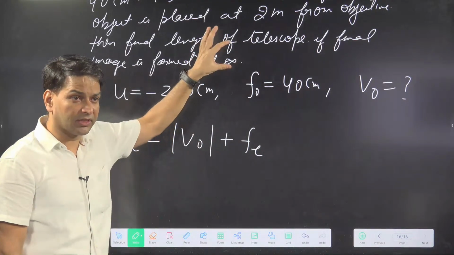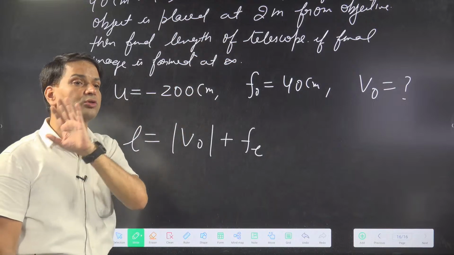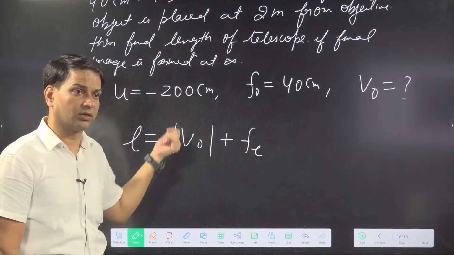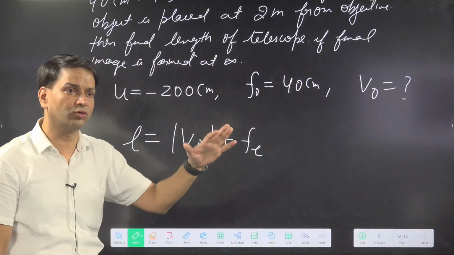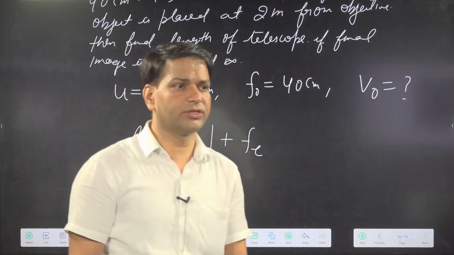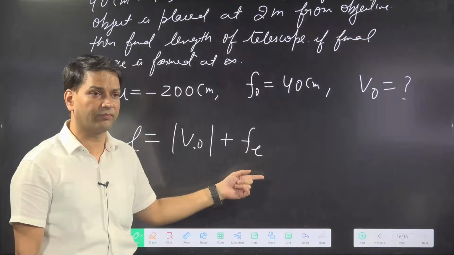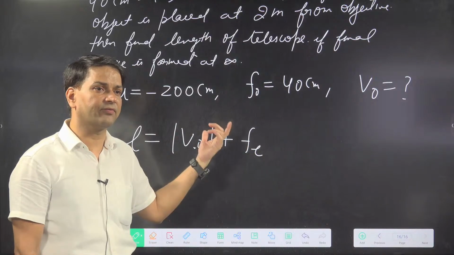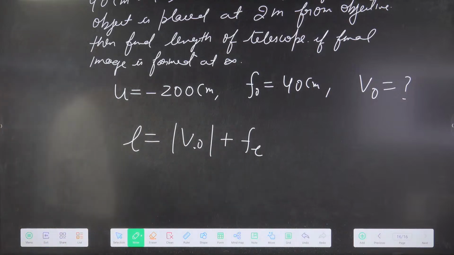But if they have given the distance of the object comparable to the focal length, we will not use those formulas. First we will apply the lens formula for the objective: 1 by V minus 1 by U is equal to 1 by F. We will get the VO, and according to the final image, suppose they are saying the final image is formed at distance capital D, then here we will write FE D upon FE plus D. Here if they are saying the final image is at infinity, then here we will write the FE.